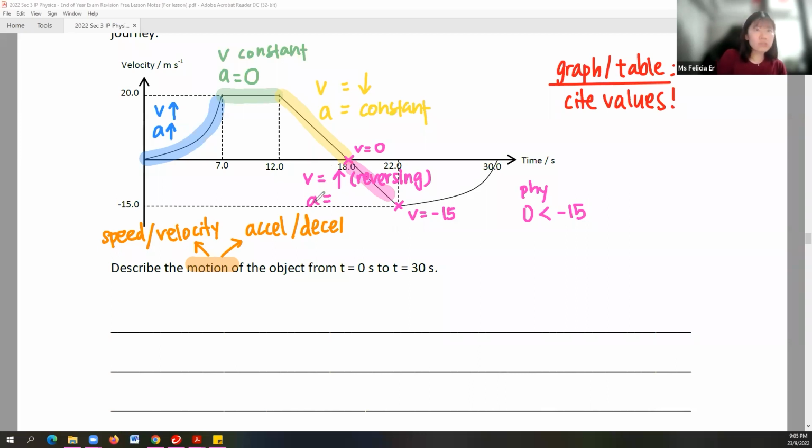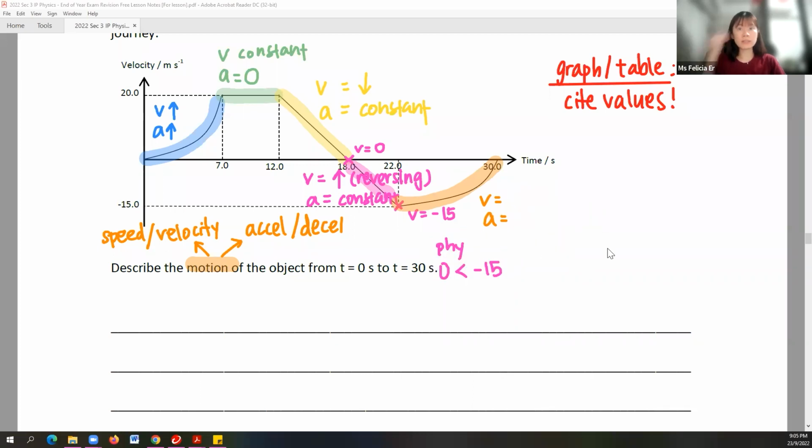Then for Jody, she said that the acceleration is constant. Good. Okay, so moving on to the next part, this part over here. So can I get the V? Okay, right over here. Okay, so can I get Jia Yi to tell me what happened to the speed, and Isabel to tell me what happened to the acceleration for the orange color region? The rest of you, are you copying down the notes? Make sure you note down all these pointers, okay?